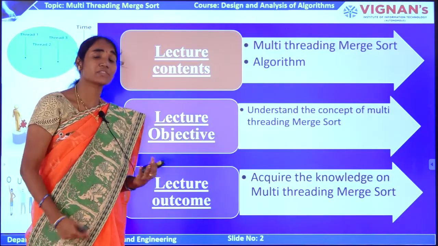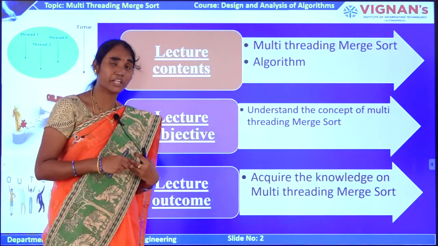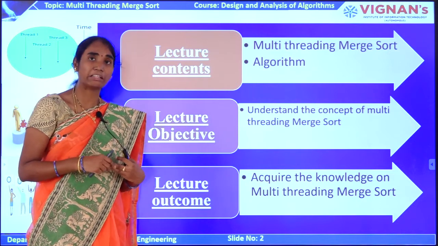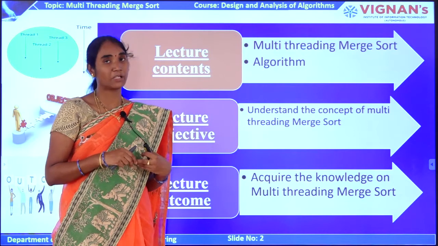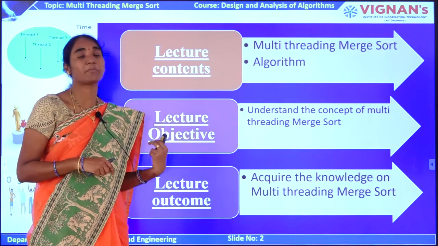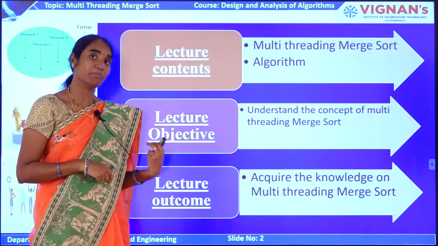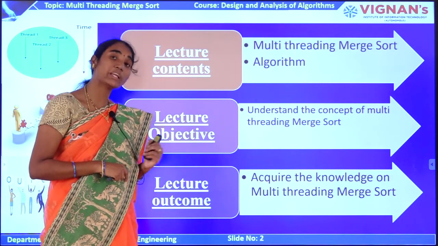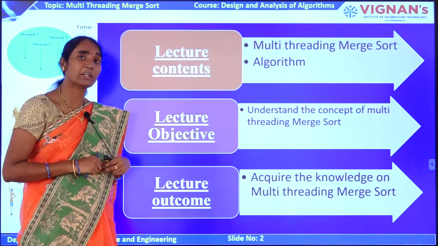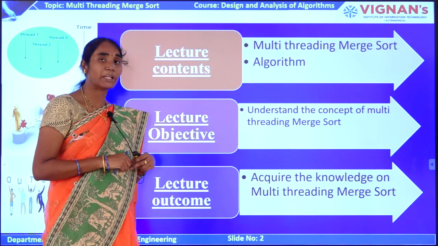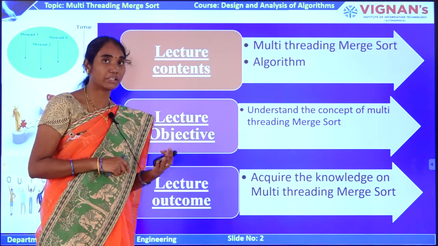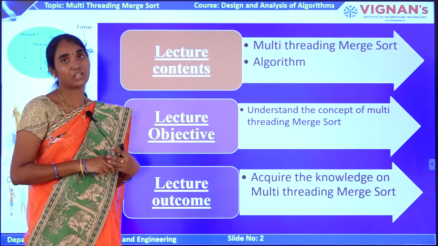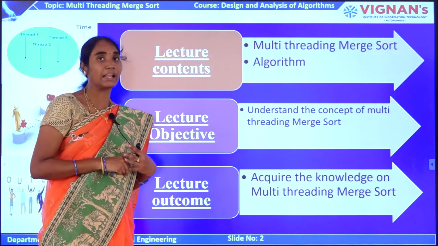So in the last class we have seen what is meant by multi-threading and what the basics of multi-threading are, and also you have seen multi-threading matrix multiplication. This is another application under multi-threading, which is multi-threading merge sort. So in today's class I am going to cover what is meant by multi-threading merge sort, followed by the algorithm, the previous version, the normal merge sort algorithm, and the multi-threaded merge sort algorithm, and also we will see the analysis part.